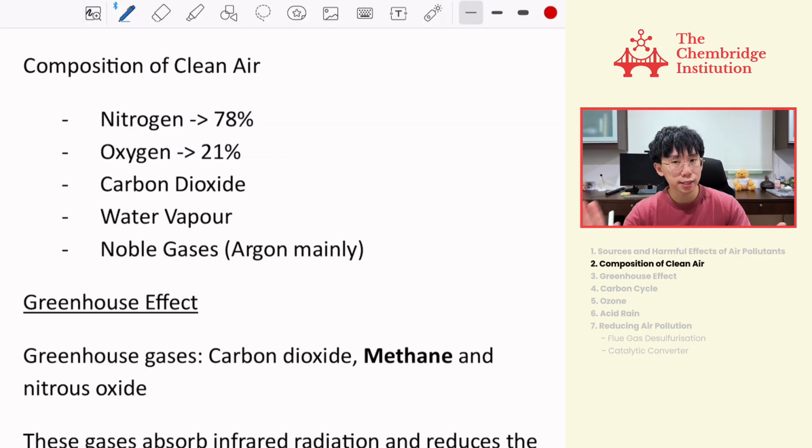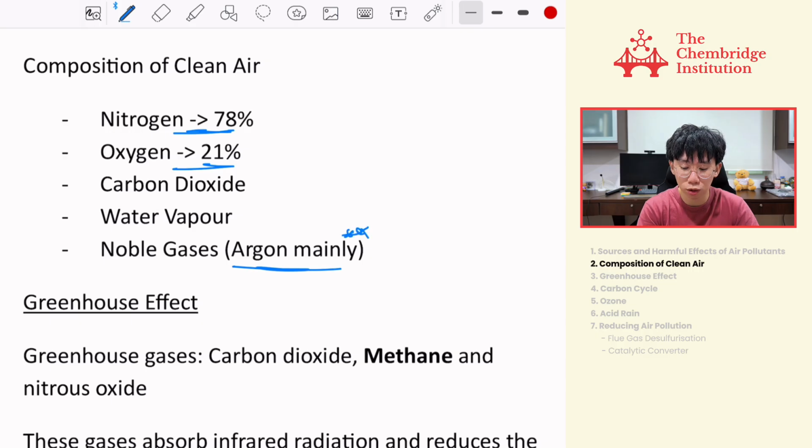Okay, it's also important to understand the composition of clean air. Clean air contains 78% nitrogen, 21% oxygen, and the rest of the 1% consists of the following: carbon dioxide, water vapor, and some noble gases, mainly argon. This is something that you also have to know.